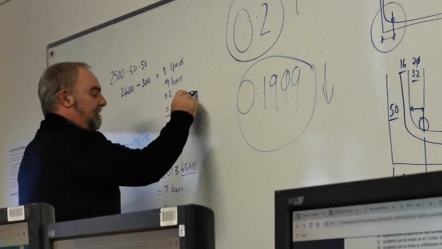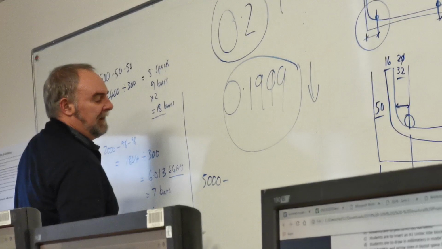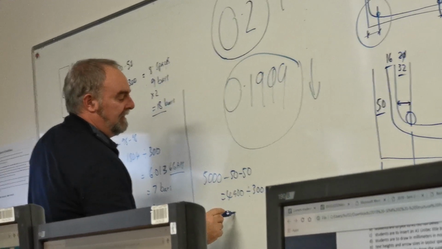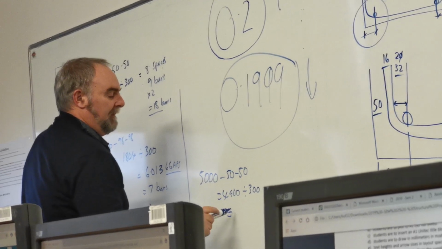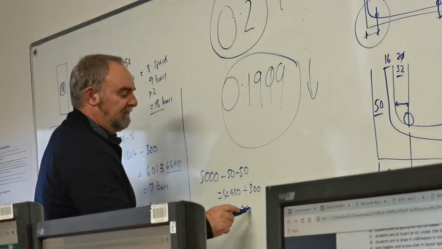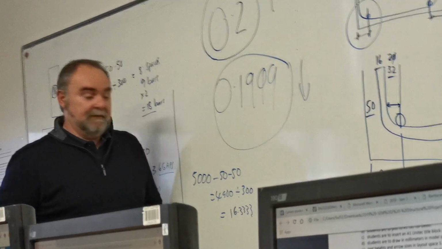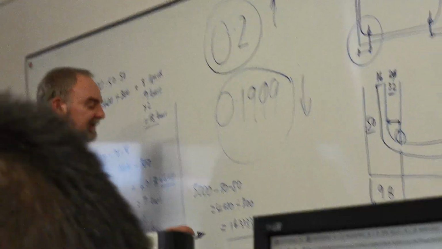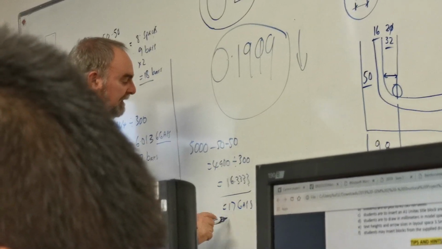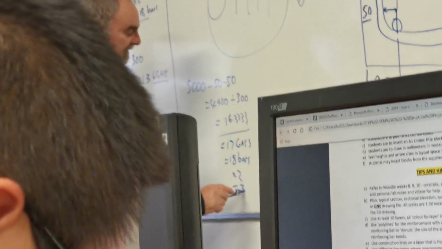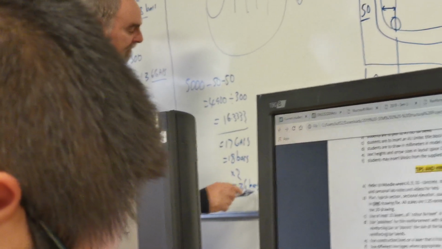So that'll be 5 meters minus 50, which equals 4,900, divided by 300 equals, is that 18 or how much is that? 16 or 18? 16.333, is that right? Can someone do that calculation, please? Yes. Is that what it is? Yep. So do we go up or do we go down? Up. So therefore that equals 17 gaps, which equals 18 bars, times 2 equals 36 bars. So this becomes 36.